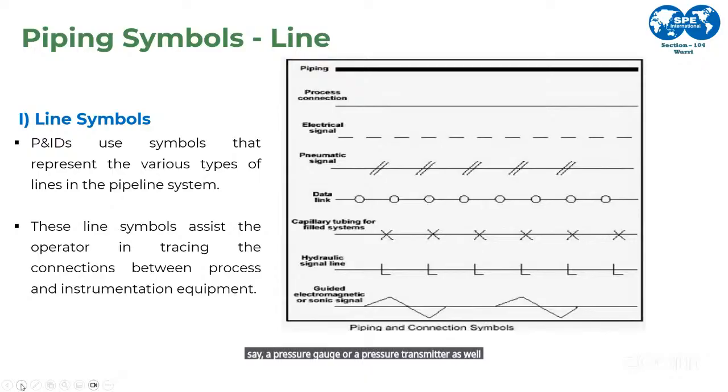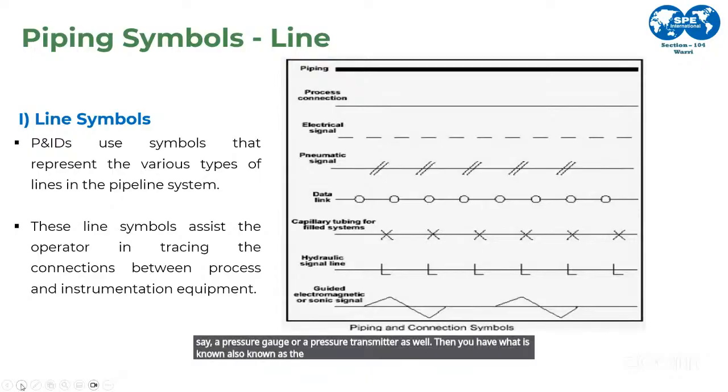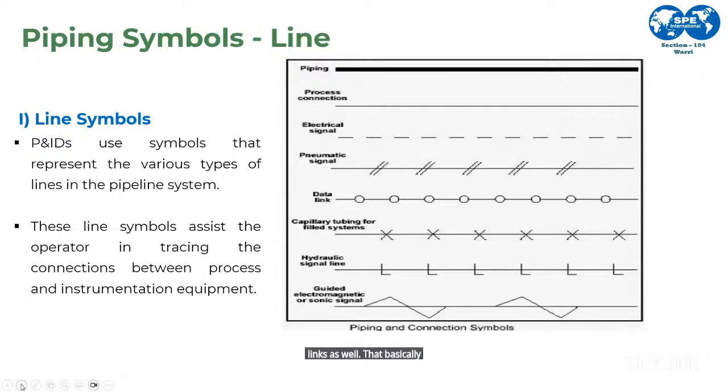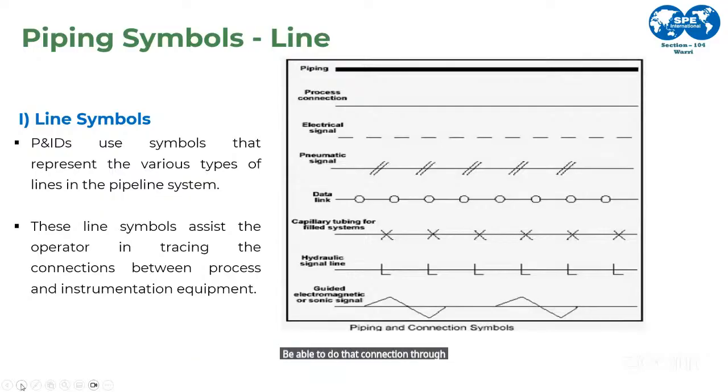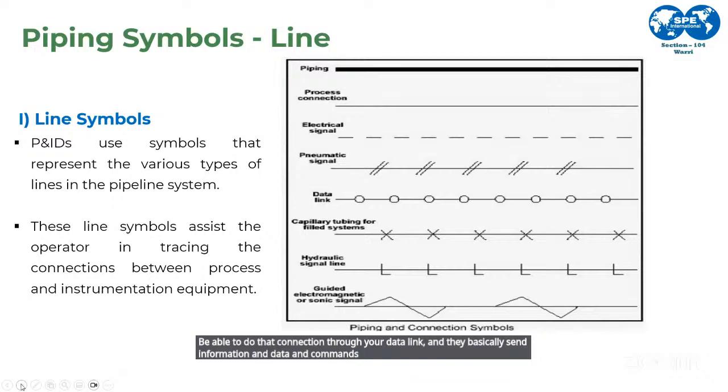Then you have what is also known as the electronic signals, right? That is basically represented by a very thin dotted line. And then you have what is known as data link, or sometimes called internal system links. They are basically cable connections between different computer components. So for example, your remote terminal units that are connected to your programmable logic controller, your PLC. You're able to make that connection through your data link, and they basically send information, data and commands back and forth.